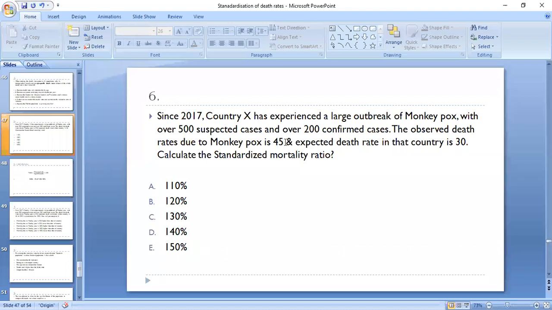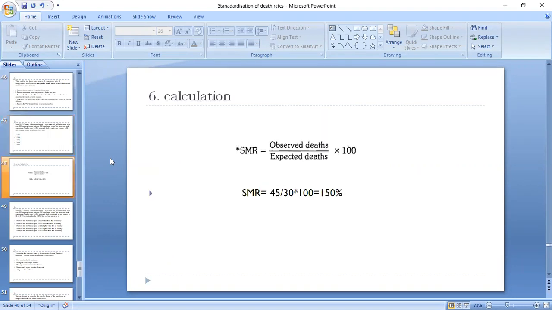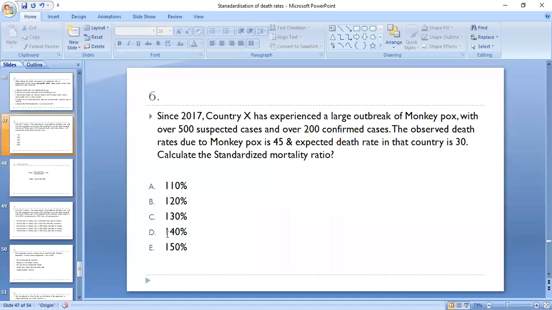These are the easy calculation. So the formula for calculating the standardized mortality ratio is observed deaths divided by expected deaths, multiplied by 100. In this case, we have 45 observed deaths and 30 expected deaths, and when we multiply it by 100, it comes out to be 150%. So the correct option is E, 150%.